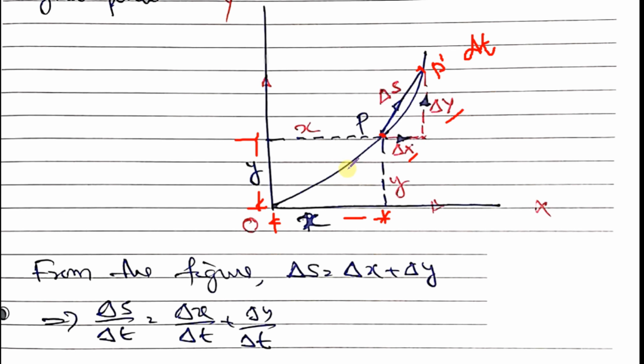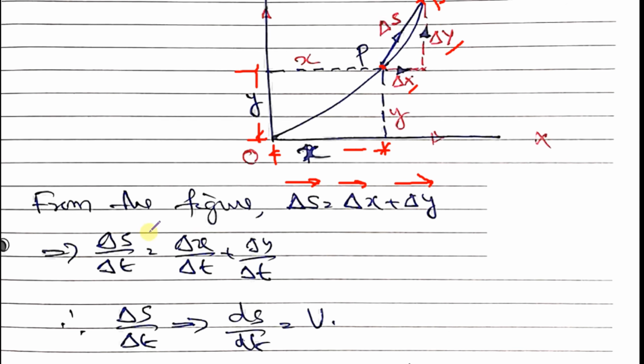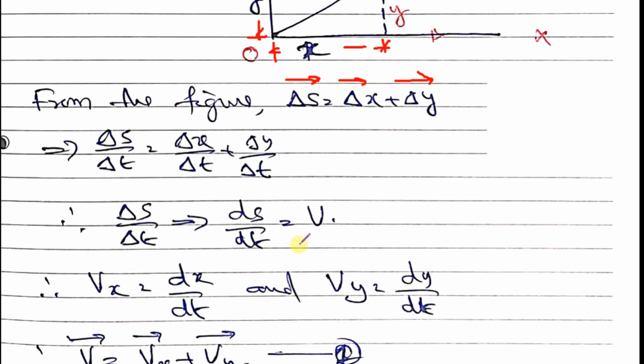Now, these are displacements, so delta s should be equal to delta x plus delta y, because these are vectors. Displacement is a vector quantity. Therefore, delta s equals delta x plus delta y. If we divide this equation by delta t, delta s by delta t is equal to delta x by delta t plus delta y by delta t.